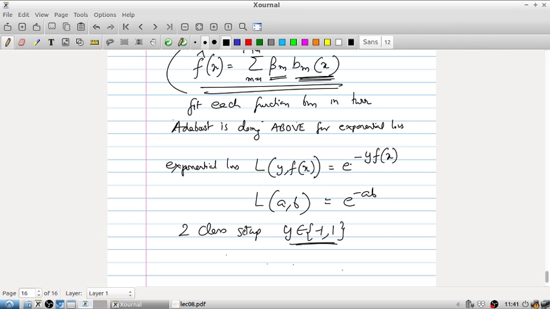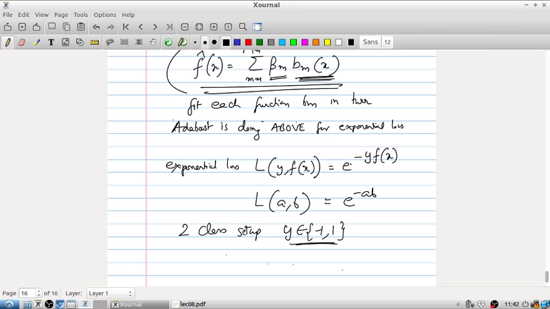If f is positive, you want y to be positive. If y_i is positive, then you want f of x to be positive in the same direction. And if y is -1, then you want f of x also to be negative. So if the signs align, then there is an e to the power minus something, which is close to 0.